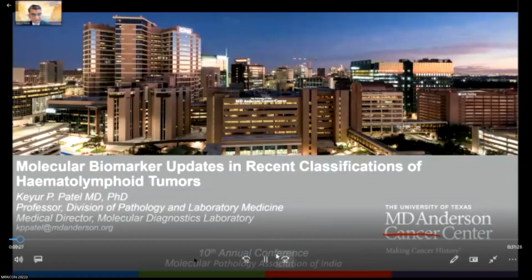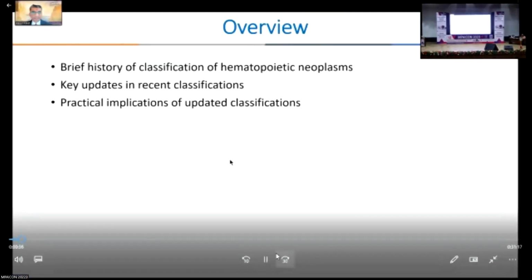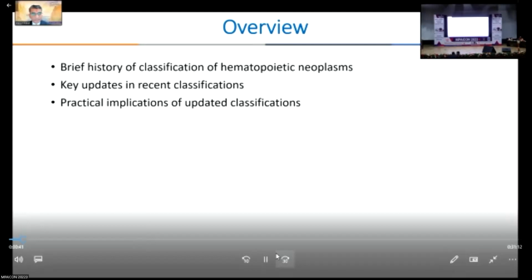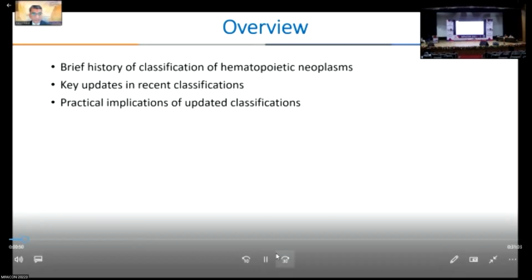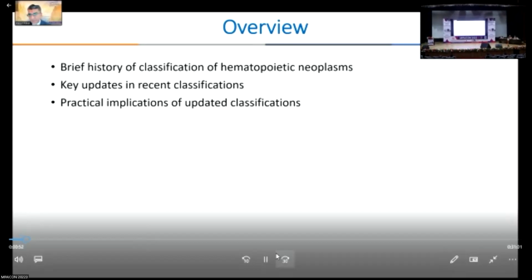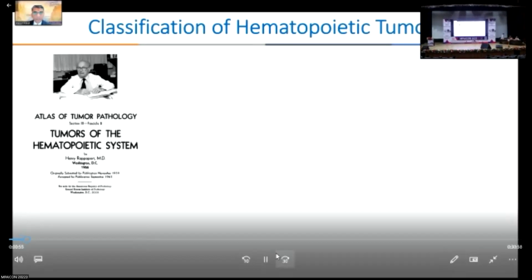I will be presenting today molecular biomarker topics in the recent classifications of hematolymphoid neoplasms. As a brief overview, we will be discussing briefly the history of classification of hematolymphoid neoplasms, followed by a focus on the key updates in recent classifications, particularly in the myeloid neoplasm classification, and we'll conclude by the practical implications of updated classifications. And no history or presentation on a classification of hematolymphoid neoplasms is complete without understanding some of the context under which these classifications have come up.